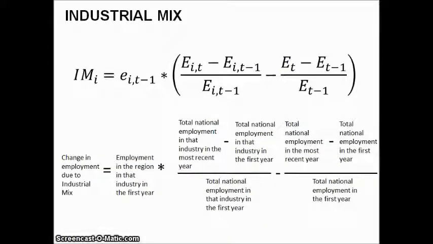Next is the equation for the industrial mix share. Again, you take the regional employment in a particular industry for the first year and multiply it by a difference in growth rates. So the national employment growth rate for that industry minus the national employment growth rate for all industries. Again, these growth rates are just percentage changes. The employment number in the most recent year minus the employment number in the first year divided by the employment number in the first year.